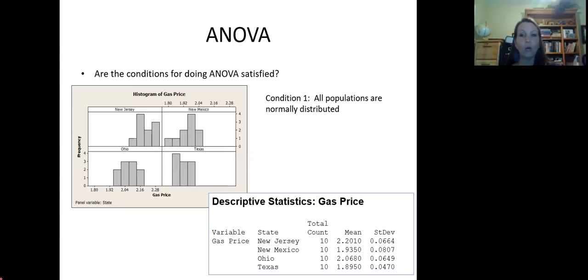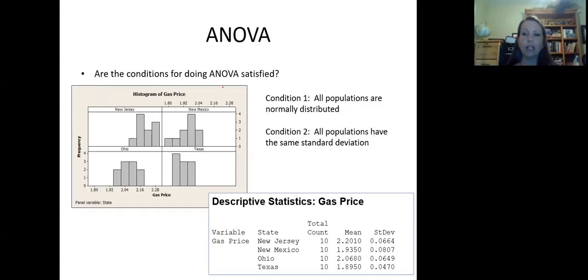And then we also want all the populations to be normally distributed. We can check that by looking at histograms of each of our samples. And if those are fairly normalish, then we can feel like we meet this condition. So with all of these, we don't have any outliers really. They're fairly symmetric-ish in shape. Like I said, not severe skewness or big outliers. So we'll feel pretty good about that one.